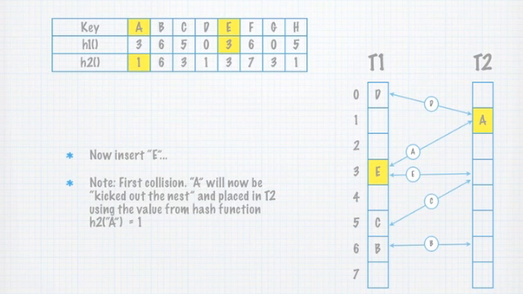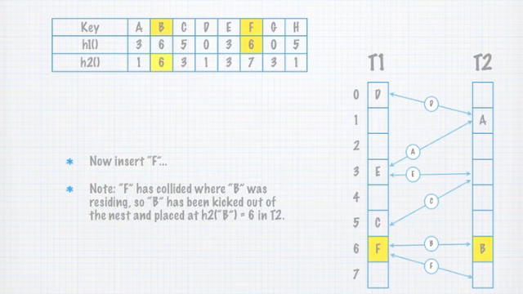Okay, our next one will be F. It will go into location 6, which we can already see is occupied, and we can see what happens again. B is pushed out of location 6 in table T1 and put into location 6 of table T2.